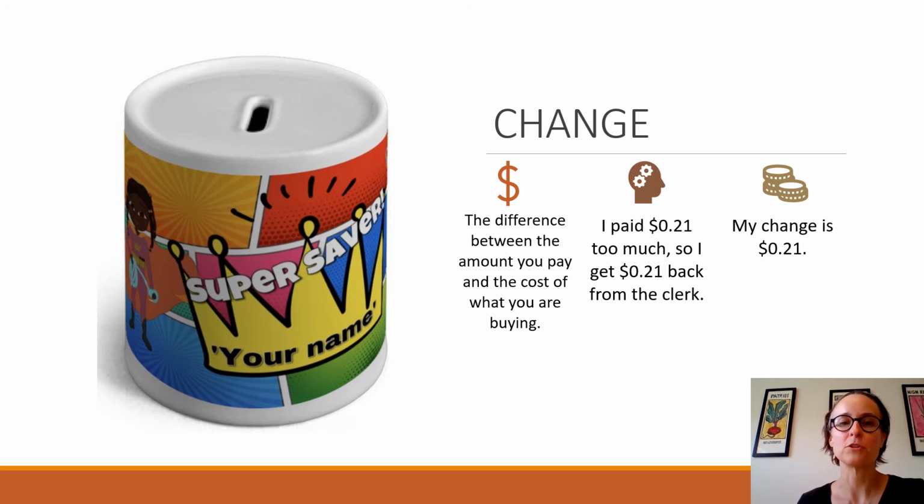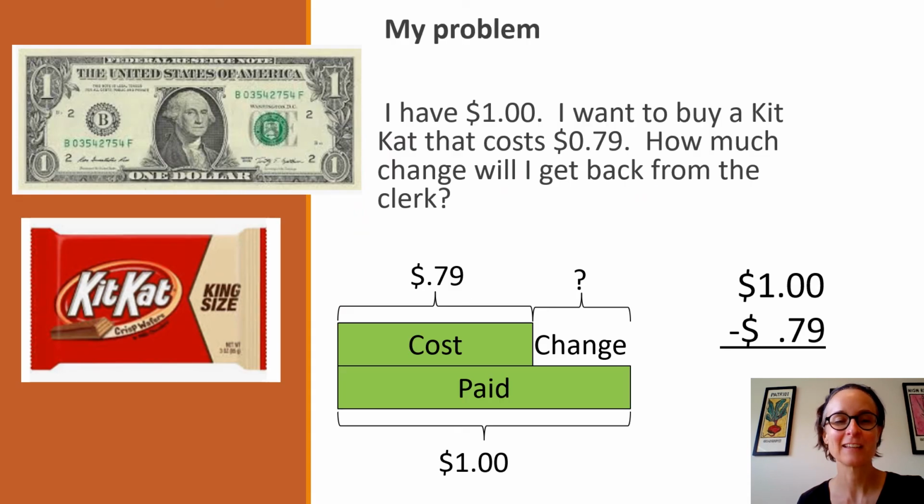Today we did some thinking about change. Remember, change is the difference between the amount you pay and the cost of what you are buying. So I paid 21 cents too much. So I need to get back 21 cents from the clerk. My change is 21 cents. When we solve different change problems, we are really solving comparison problems. The change is the difference. When we know how much money we paid and we know the amount that the object cost that we're buying, we need to subtract to find what the change or the difference is.